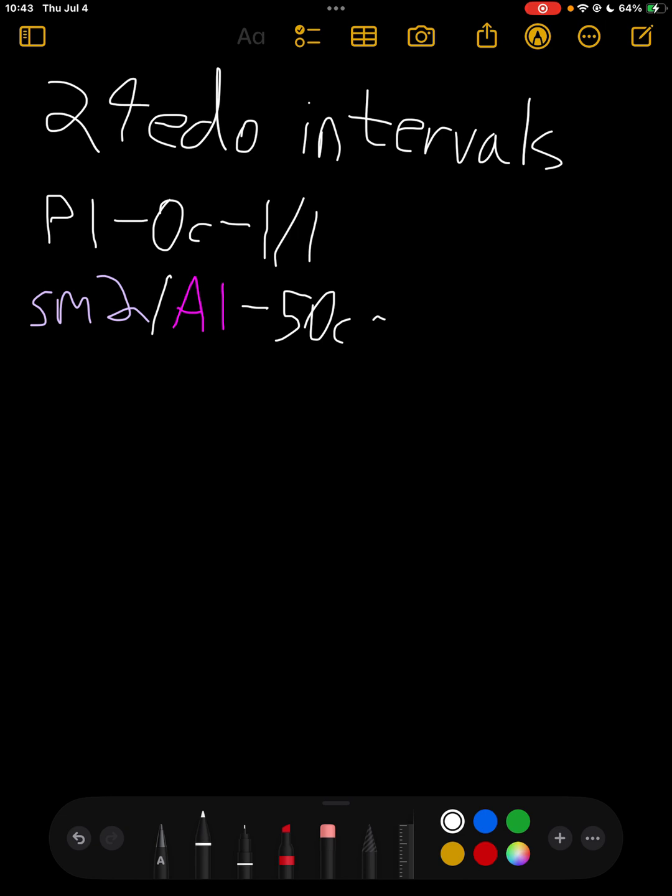And let's see, any approximate ratio? Actually, no need for that. 50 divided by 1200 times log 2, 10 to the power of that. So our approximate ratio as a decimal value is 1.029302237. Let's see what happens if we do 1.029. That would be 1029 to 1000, which is not great.